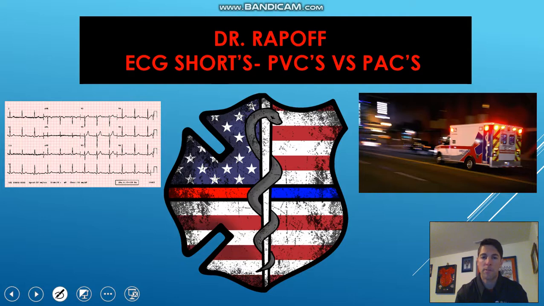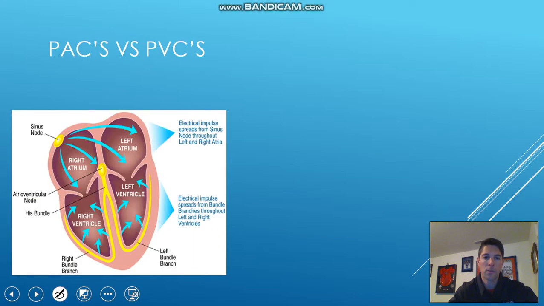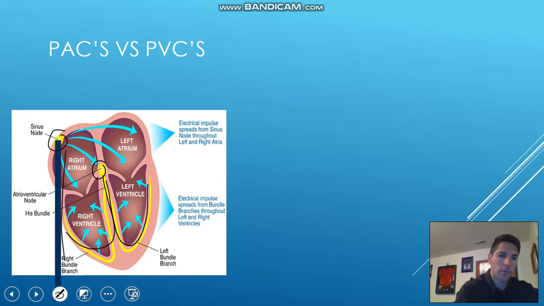Today we're going to talk about PVCs versus PACs and how you differentiate between the two. So a normal conduction pattern starts with the SA node, goes down to the AV node, and then conducts through the Purkinje fibers. So the normal deflection will be kind of in the downward direction for typically most conduction.